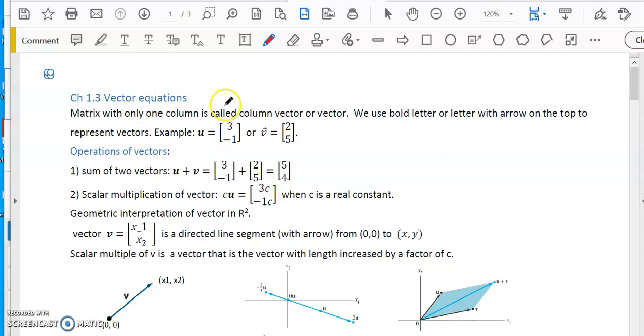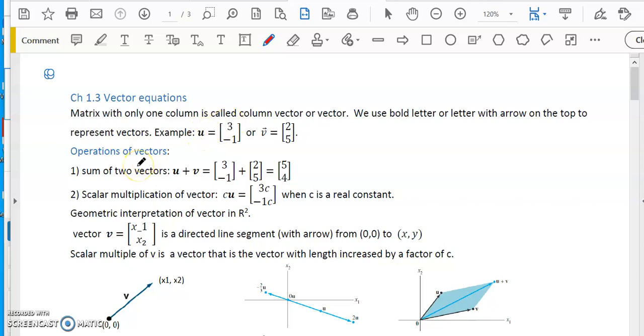So first of all, what is a vector? A vector is actually a column matrix. If you have a matrix that only has one column, that is a vector. The simplest one would be a column vector that has two entries, 3, -1 like that, or 2, 5. We represent them by a bold letter or a letter with an arrow on top. When we write, we usually use the arrow. When it is in print, we use the bold.